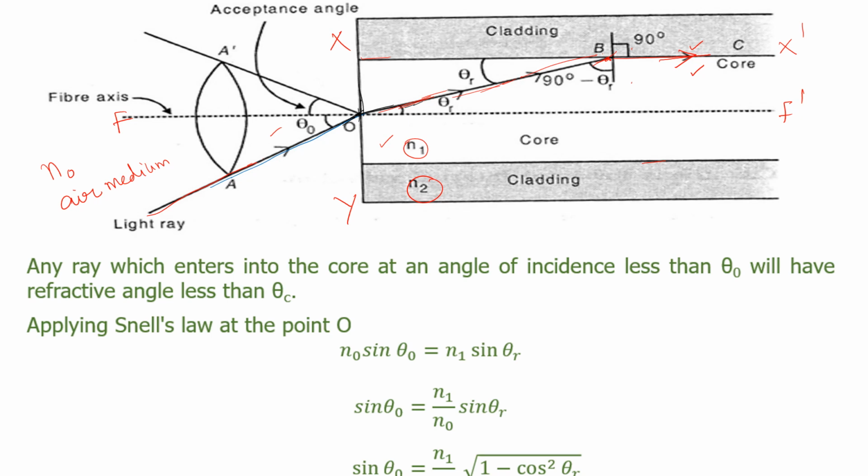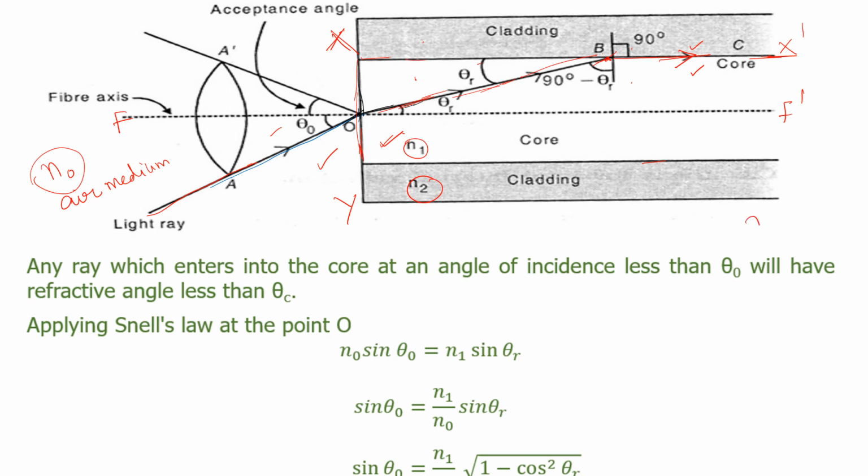I repeat it. A fiber is kept in the air medium of refractive index n0. The refractive index of core is n1. The refractive index of cladding is n2. Let F dash be the axis of the optical fiber. There are two interfaces we are taking into consideration. One is XY, the interface between the air medium and the fiber medium. X dash is the interface between core and cladding.